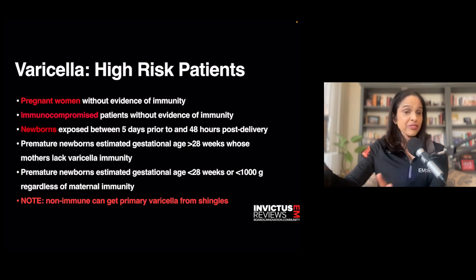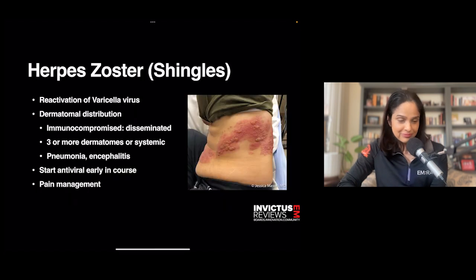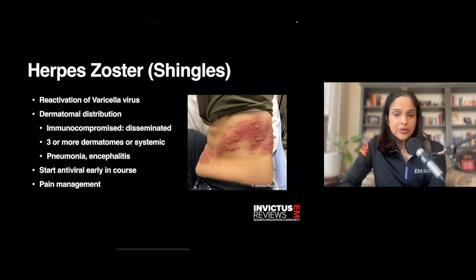So that's important. If they've been around a person with shingles and they're not protected from chickenpox, they can get primary chickenpox. So they are going to need the immunoglobulin. That's a really, really important point. Shingles is infectious. And if that person is around a high-risk person, that person should get immunoglobulin if they're not previously infected. Good point. Okay, so here's a picture of it.